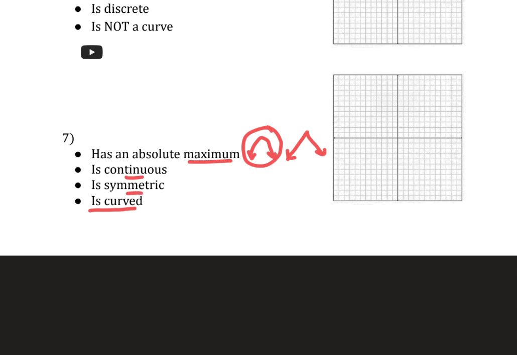So symmetric is something we didn't talk about in the lesson, but symmetric basically means that you can cut it in half and it's going to look the same on both sides. Well, both of these types of graphs are actually going to be symmetric if you cut it in half. So this is going to be a quadratic function that faces down. So let's just check the characteristics. It has an absolute maximum. That's correct. It's continuous. It's a smooth curve. It's symmetric, which means that we can cut it in half like so. And it's curved, which it is.